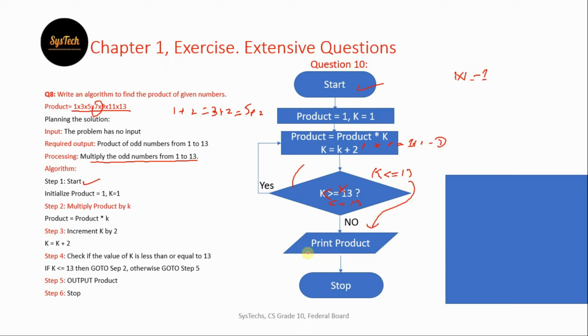And the next step is print the product, and thereafter we have given the steps. Step 2, otherwise go to step number 5. Step 2 is the multiplication, and step 5 is the output of the product, and thereafter normally the program will terminate.